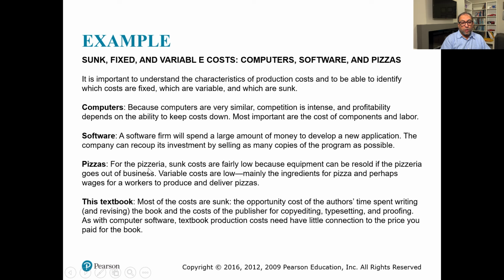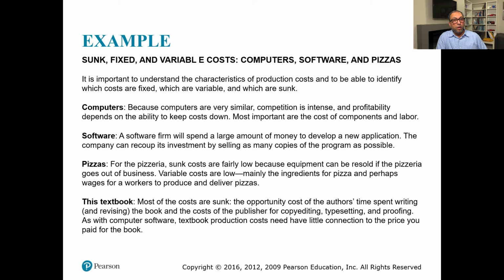Pizzas. For the pizzeria, sunk costs are fairly low because equipment can be resold if the pizzeria goes out of business. Variable costs are low, mainly the ingredients of pizza and perhaps wages for a worker to deliver pizzas. This textbook, which we are following here in this course, most of the costs are sunk cost. The opportunity cost of the author's time spent writing and revising the book, and the cost of the publisher for copy editing, typesetting and proofreading. As with computer software, textbook production costs have little connection to the price you paid for the book.